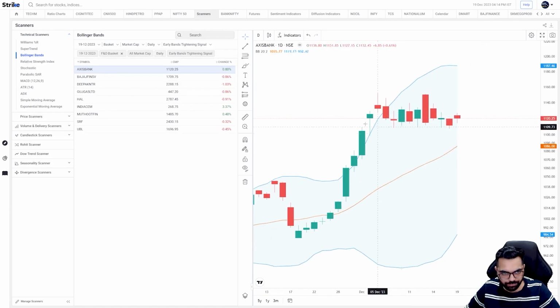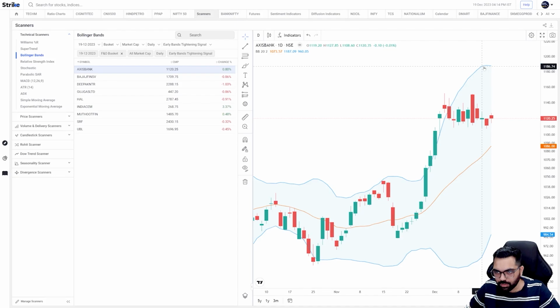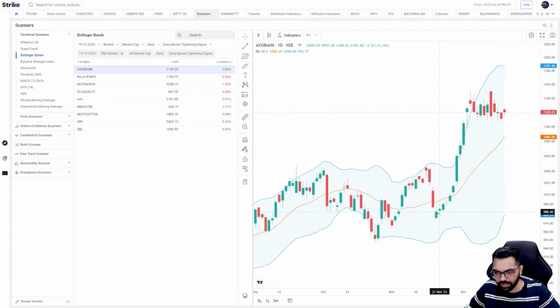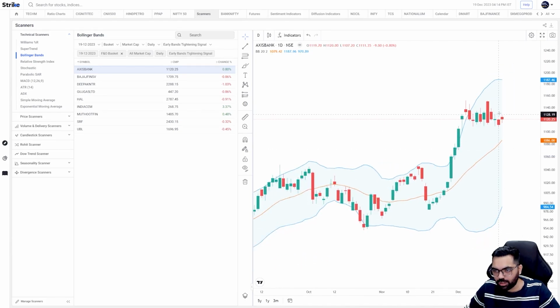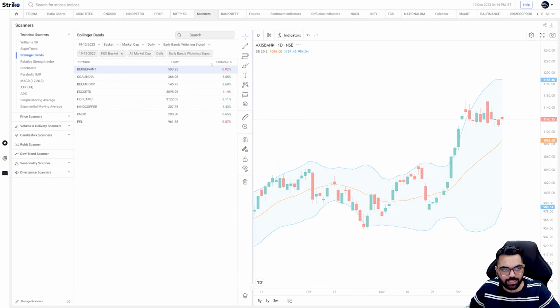So as you can see, this stock Axis Bank has come into early bands tightening signal. So as you can see, bands have slowly started to contract and the width is decreasing. That is why this trend has already played out and right now it is going to a Bollinger Band squeeze. So you can track this stock further when the bands have further squeezed and wait for a directional breakout. That can save you a lot of time wasting nature of the stock to not enter when it's not going to do anything. Similarly, we have early bands widening signal.